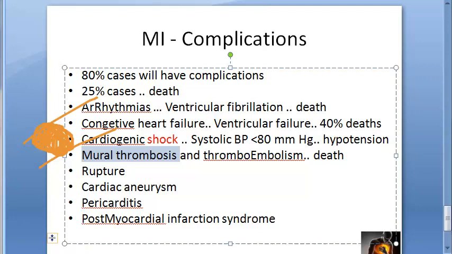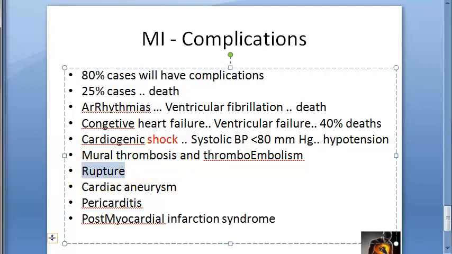Mural is what? Wall. Okay, then this can happen even in people who are in bed rest, right? There can be a thrombus in the leg, which can then become an emboli. So there will be thromboembolism.